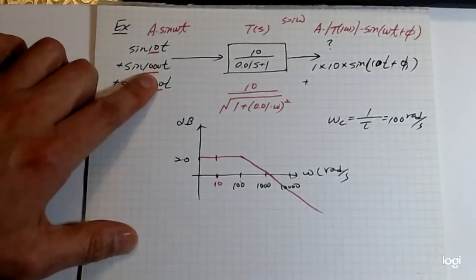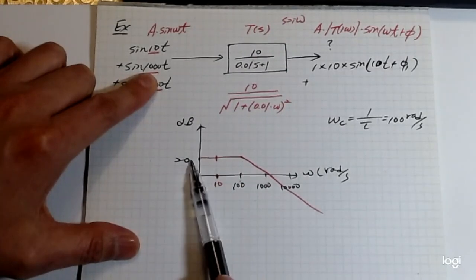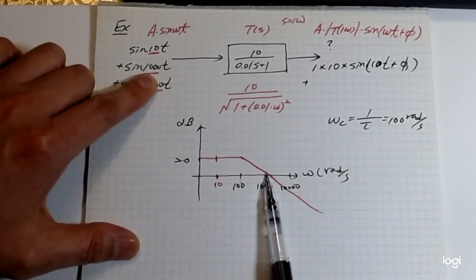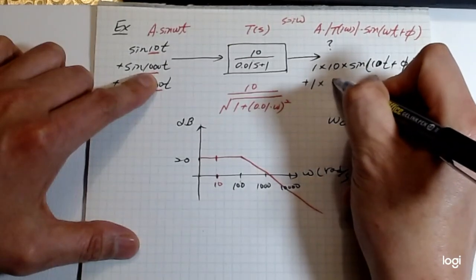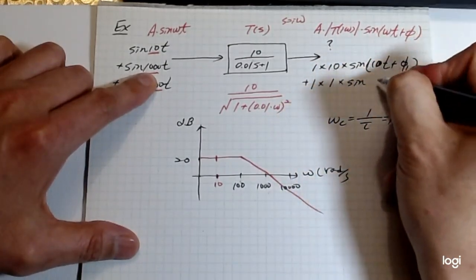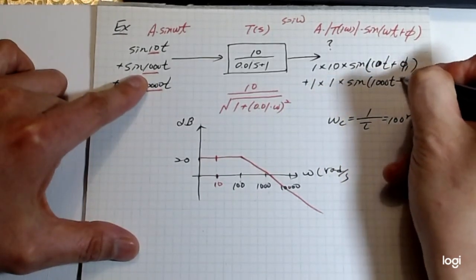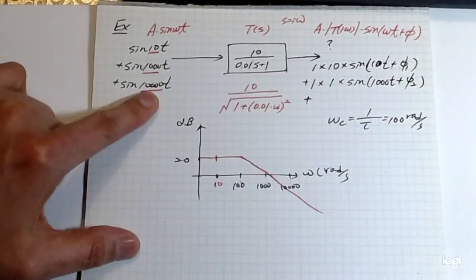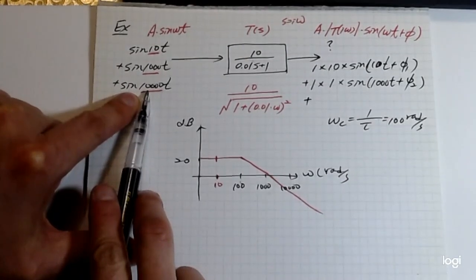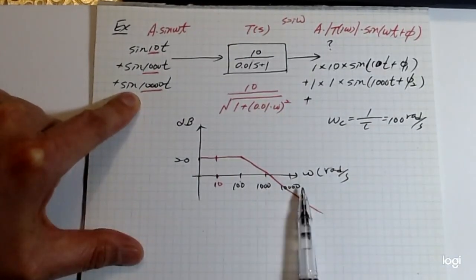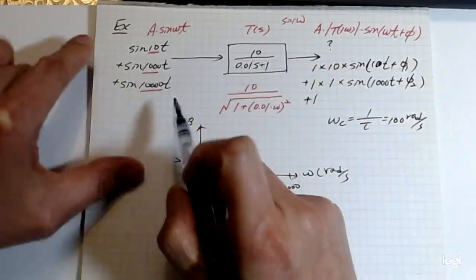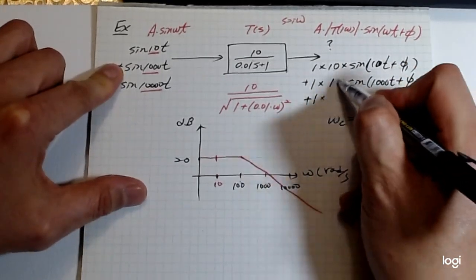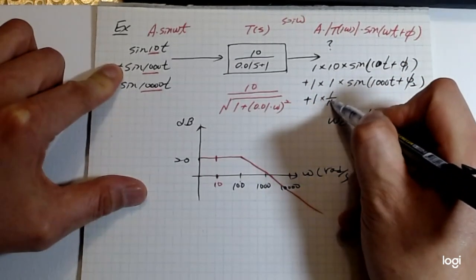Now another one, at 1,000, will be here. So it drops 20 dB, attenuates 20 dB in decibels. In straight scale, it will drop to 1/10. So the input amplitude from here, 10, drops to 1/10 of 10, which is 1, times sine 1,000t with a phase shift. Another one, 10,000. From 1,000 to 10,000 is 10 times more, another 20 dB drop. So the input amplitude is 1, times 1/10 times sine 10,000t.